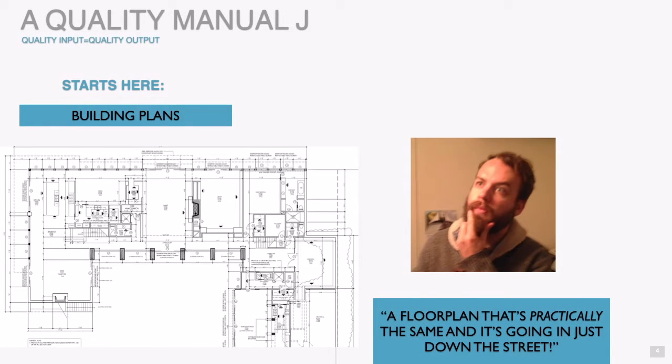So let's talk about building plans for a minute. A good set of building plans will have the following information on them. You obviously need dimensions. And if you have dimensions like numbers printed on the plans, you want to make sure that you check that with the scale specified on those plans. Sometimes they're wrong. It would be very useful to have elevations along with a floor plan.